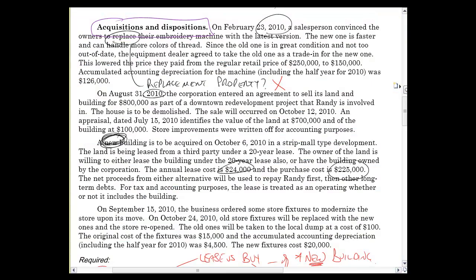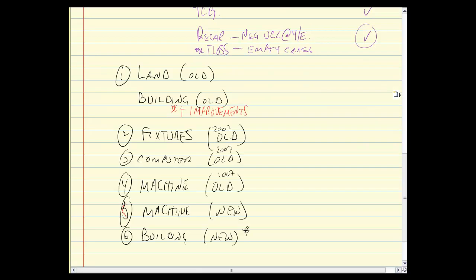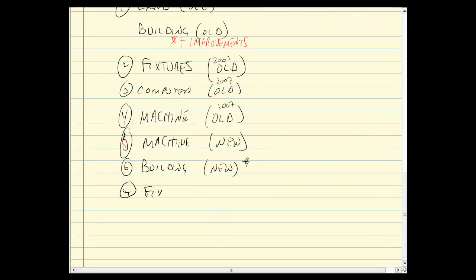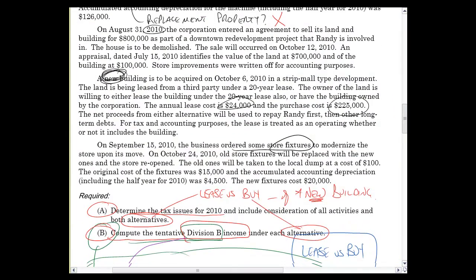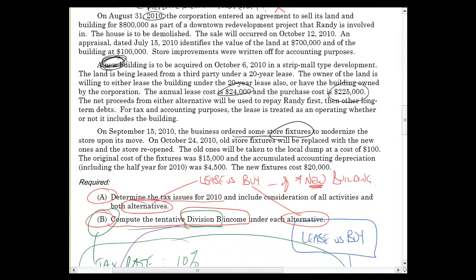Okay, and then it goes on. It says the business ordered some store fixtures. Oh boy, so there's some store fixtures that are new, in order to modernize, and they threw out the old ones, and that's it.